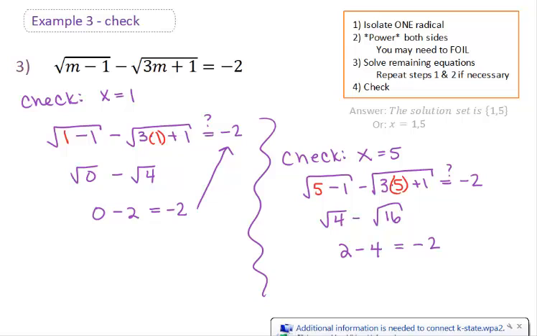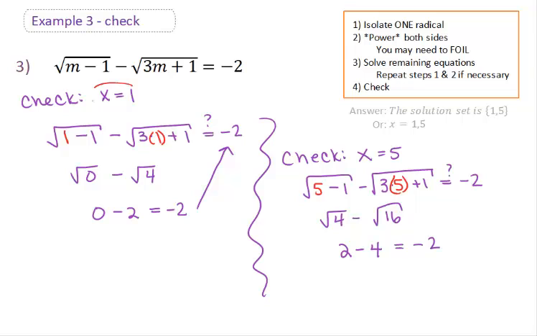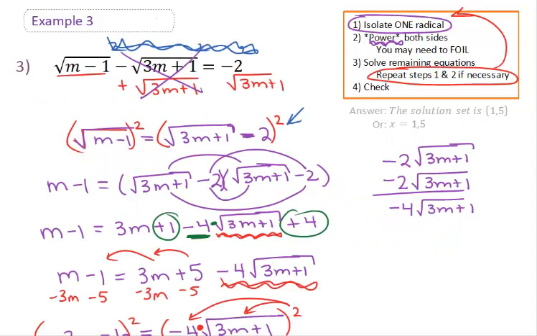So let's look at these checks here. On the left, we've checked that x equals 1, and we did that by just substituting it for each and every x, and we get down to negative 2, which is what it's supposed to be. So that one checks out. On the right, we check x equals 5 by again substituting it in for every place that we see an x. And we see that it works out to be negative 2, which is what we want it to be. So both of these solutions work. So we can say that our final answer is the solution set of 1 and 5.